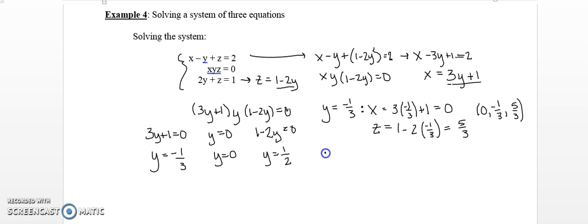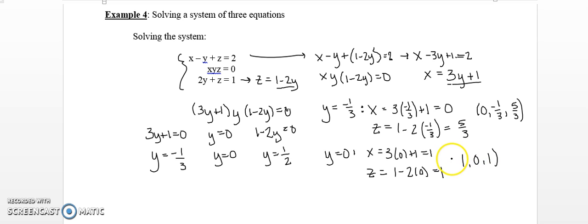The second one, we're going to look at when y equals 0. So x is 3 times 0 plus 1, which is 1. And z is 1 minus 2 times 0. 2 times 0 is 0, so this is also 1. So for this point, x is 1, y is 0, z is 1. Here was one of the points of intersection. Here's another one, and we have a third one.